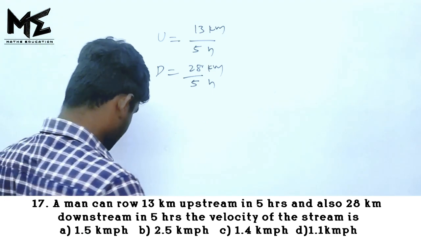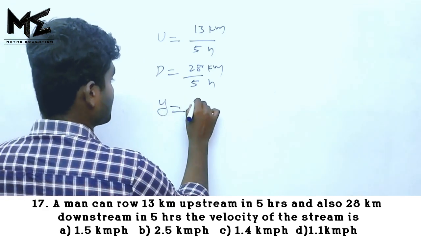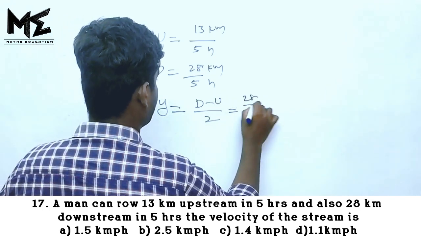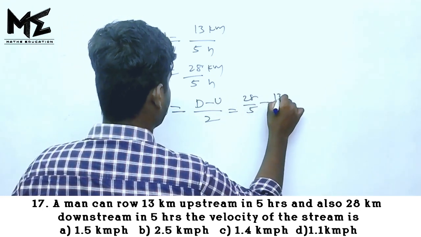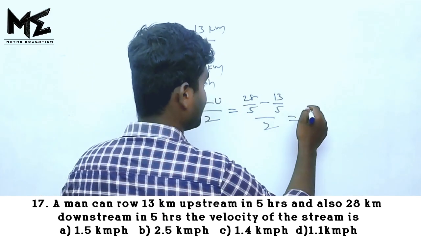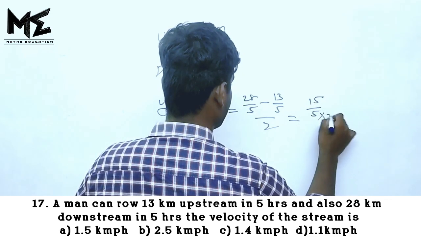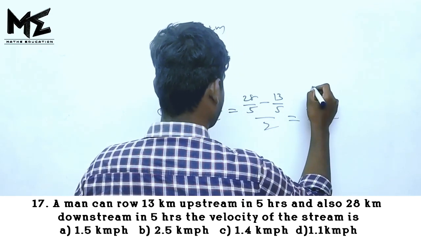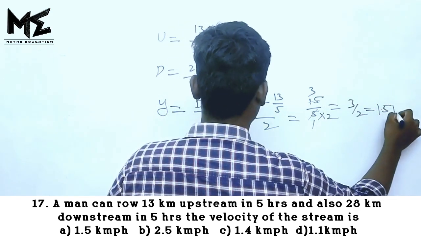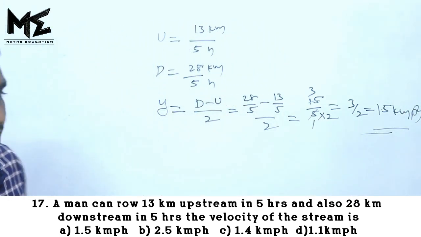So stream is nothing but y. y is equal to (d minus u) by 2. d is 28 by 5, minus u is 13 by 5, by 2, which is equal to 28 minus 13, is 15 by 5 into 2. 5 threes are 15, so 3 by 2, which is equal to 1.5 kilometers per hour. So this is our required answer.